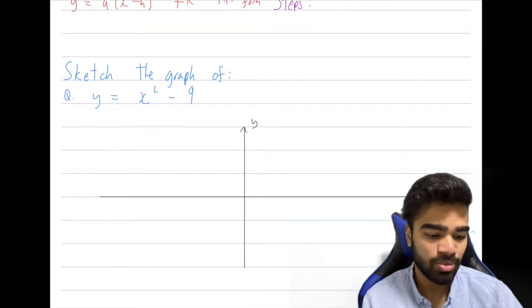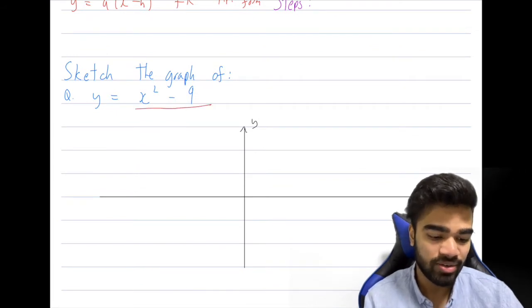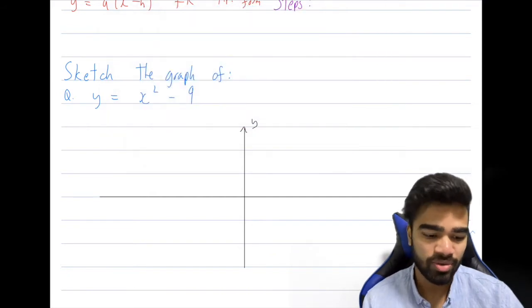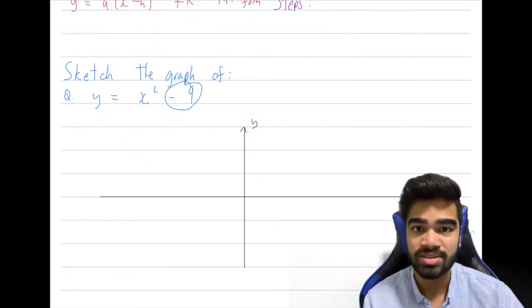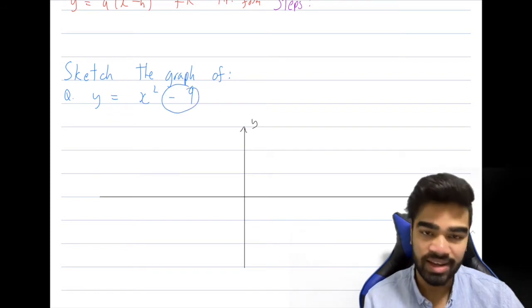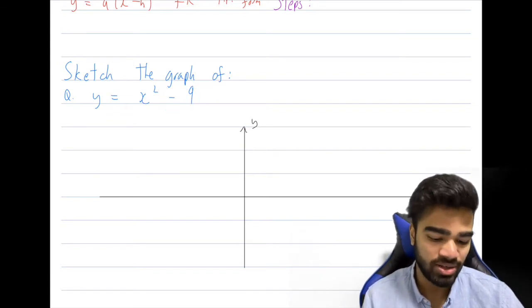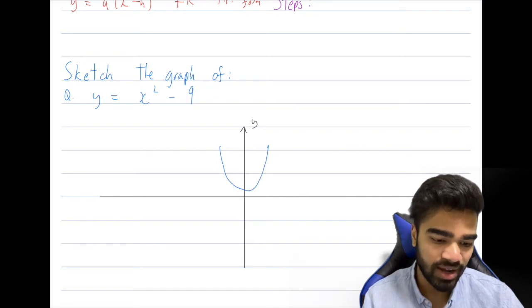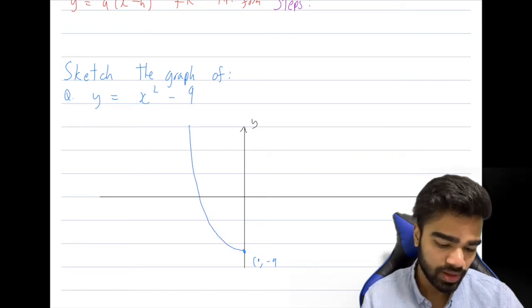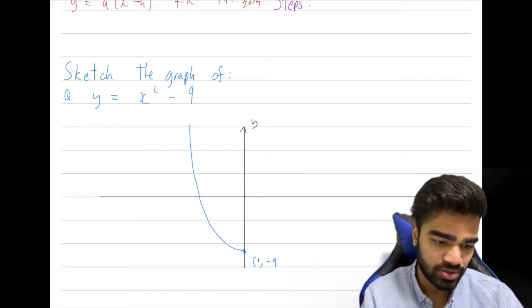Question 1 is to sketch the graph of x squared minus 9. Which way has this graph been moved? Well, the number's on the outside, not inside the brackets, so it's going to be moved either up or down. Because it's negative 9, it's going to be moved down 9 units. So the basic x squared graph is moved down 9 units, the turning point is 0, negative 9, and it'll look like so.